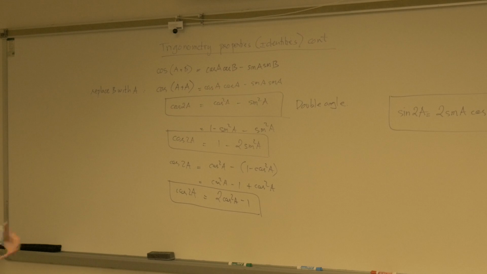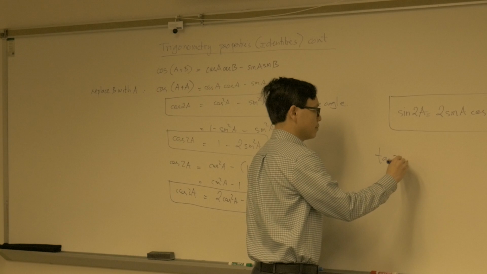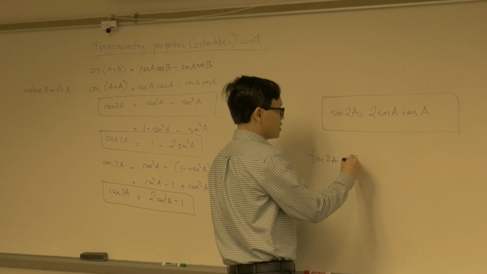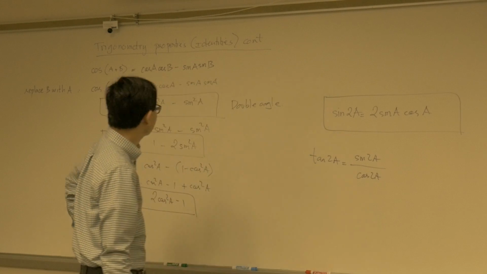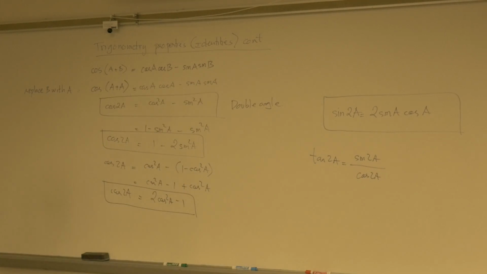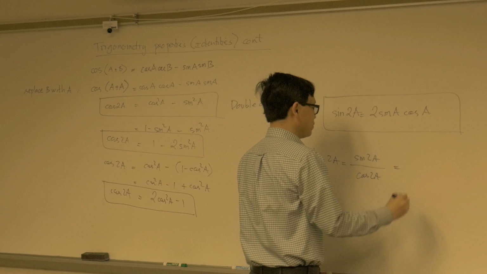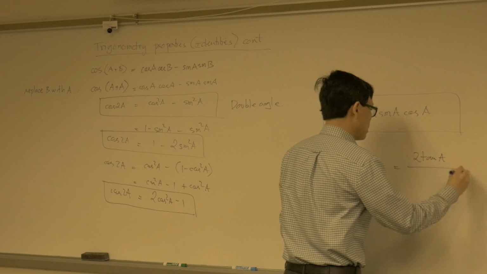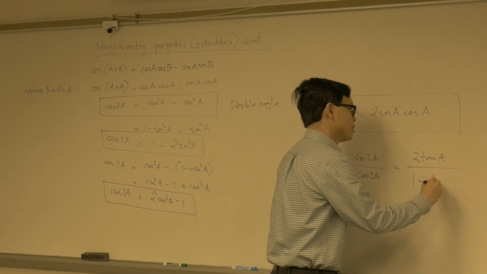And tangent should be very easy. Tangent is sine over cosine, so tangent of 2A will be what? I change it to sine of 2A over cosine of 2A. And if I replace that and manipulate it somehow, I have 2 tangent of A over 1 minus tangent squared A.